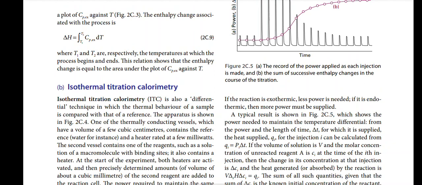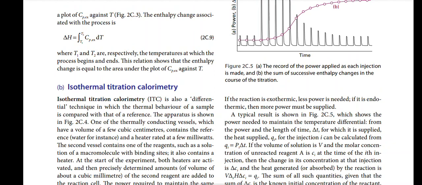Isothermal titration calorimetry. Isothermal titration calorimetry (ITC) is also a differential technique in which the thermal behavior of a sample is compared with that of a reference. The apparatus is shown in figure 2C.4. One of the thermally conducting vessels, which have a volume of a few cubic centimeters, contains the reference and a heater rated at a few milliwatts. The second vessel contains one of the reagents, such as a solution of a macromolecule with binding sites. It also contains a heater.